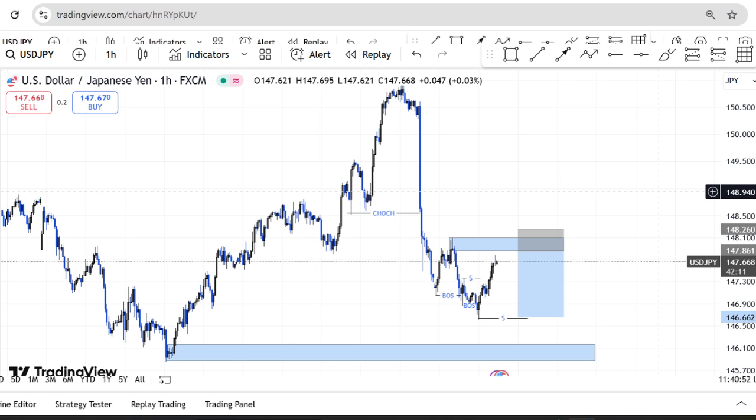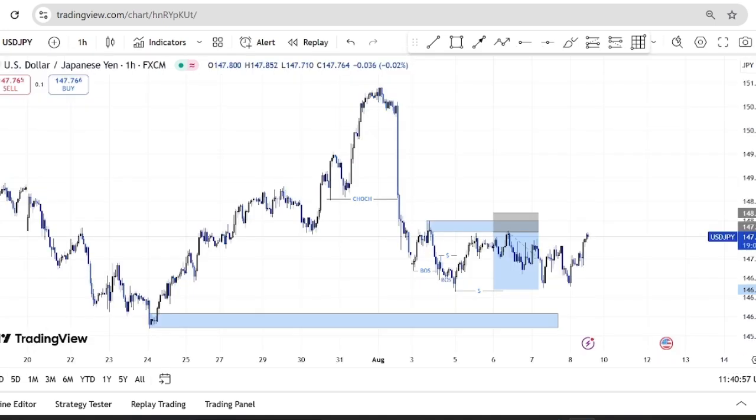So the first pair we'll be looking at this week is USD JPY. As you all know, USD JPY is one of my favorite pairs, followed by GBP JPY. Love the JPY pairs so much. So now let's look at our outlook for the week.